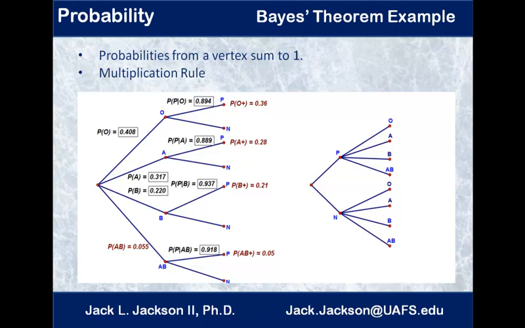Now, we can use the multiplication rule that says probability of O times the probability of positive, given O, is the probability of O and positive. Probability of O positive, in other words. And so that's 0.408 times 0.894, and that gives you 0.36. Similarly, 0.317 times 0.889 is 0.28 for the probability of A positive. Probability of B positive is 0.220 times 0.937, or 0.21. And finally, at the bottom there, probability of AB of 0.055 times the 0.918 gives us a 0.05 for the probability of AB positive.